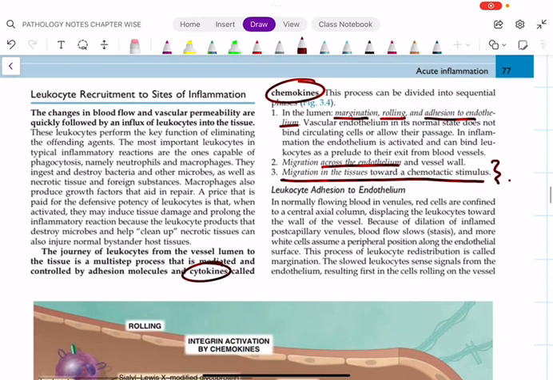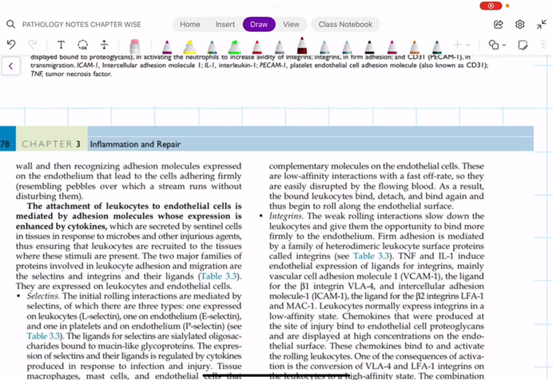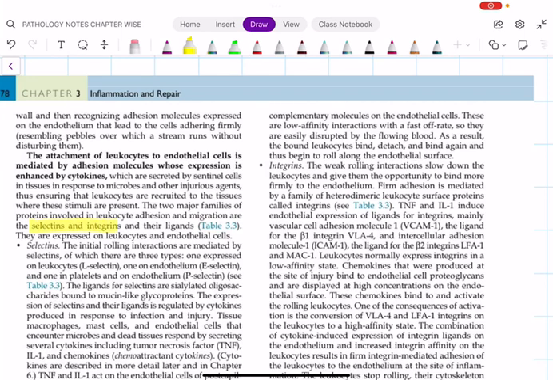So this adhesion of the leukocytes to the endothelial cells is mediated by two groups of molecules. They are called selectins and integrins. Remember, they are expressed on both leukocytes and endothelial cells. I told you about rolling. The rolling is mainly mediated by selectins. Rolling is mediated by selectins.